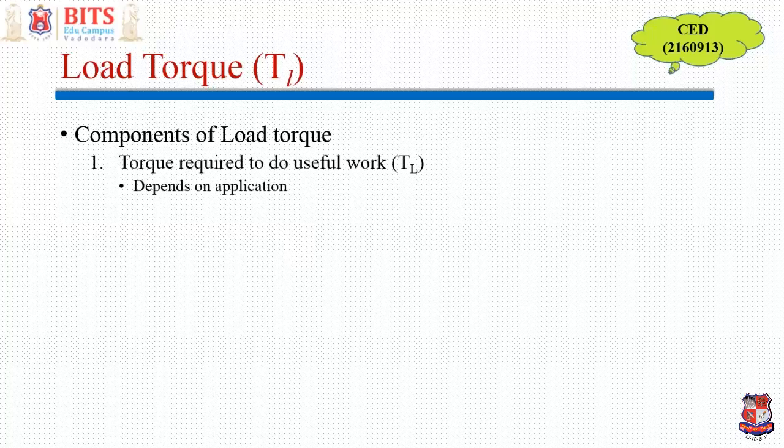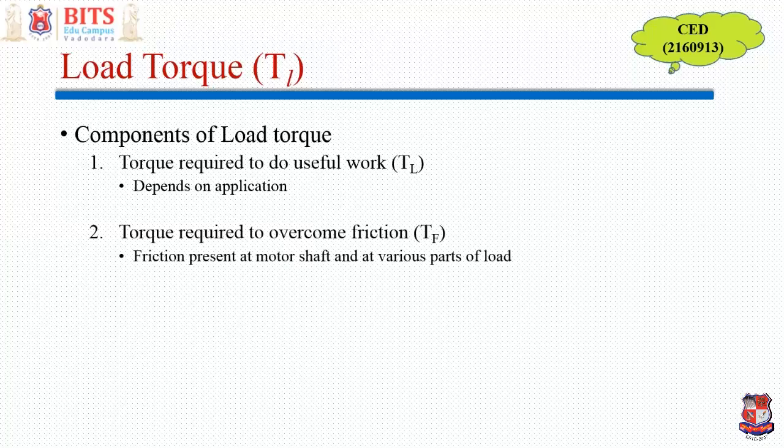First is the torque required to do useful work. Suppose I want to lift a material, and the material itself opposes the motion because of its self weight and the gravity acting on it, right? That depends on the application. This is the torque required to do useful work. The second type is the torque required to overcome friction, right? Friction is present at the motor shaft and at various parts of the load.